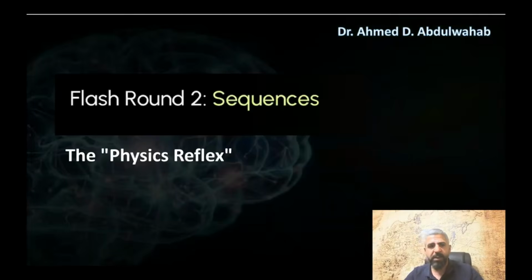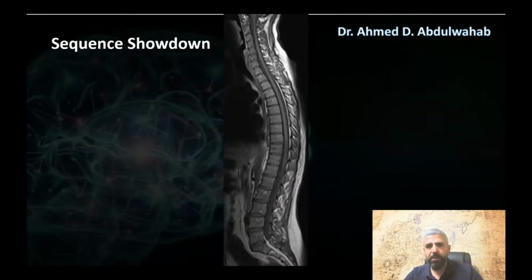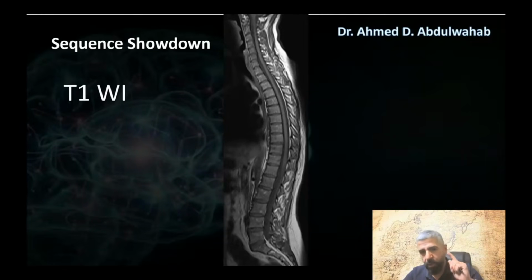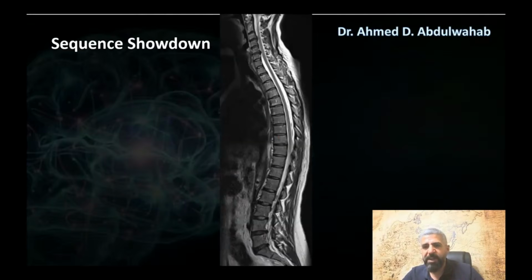It's called sequences, the physics reflex. Sequence showdown. Detectives, look at the screen. Which sequence is that? This is a T1 weighted image. For those of you who don't know, the CSF here appears dark, and the bone marrow in the vertebrae looks bright. Again, what sequence is that? Look at the screen. This is a T2 weighted image. Excellent. How do we know? The CSF here looks bright and the marrow appears a little bit grayish or darker than on T1.